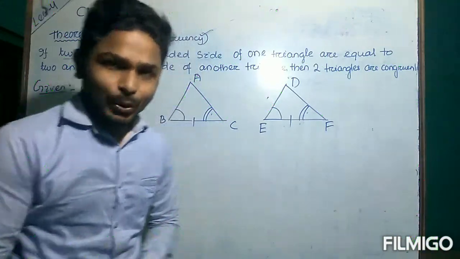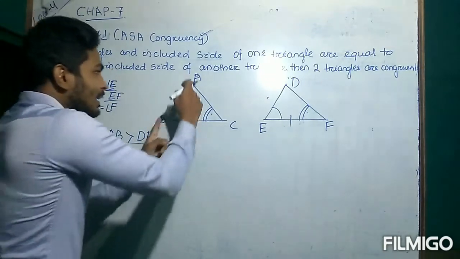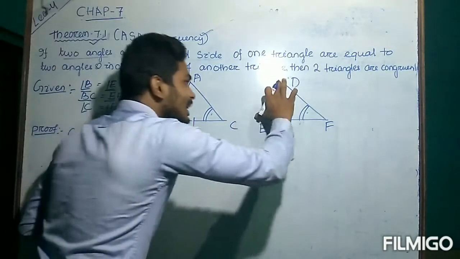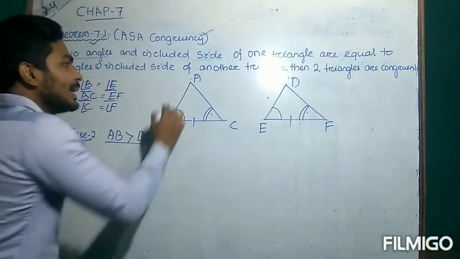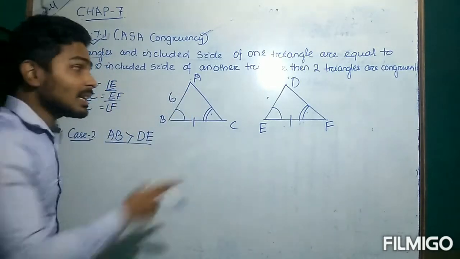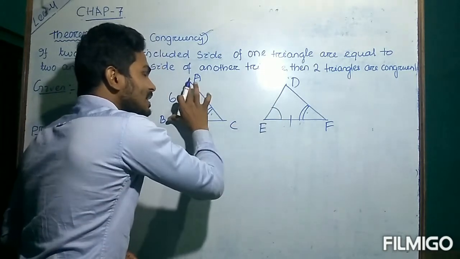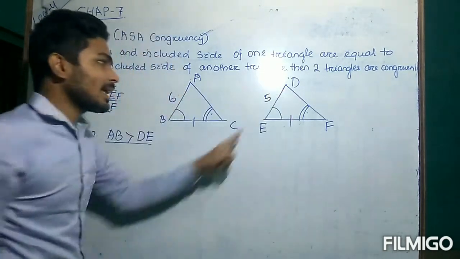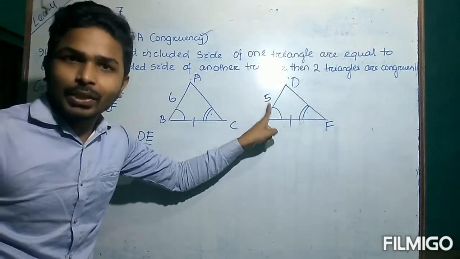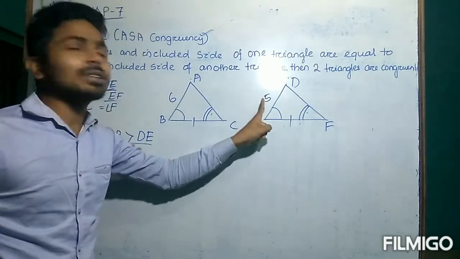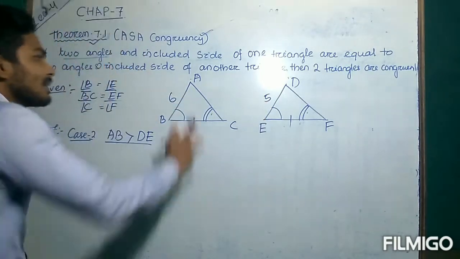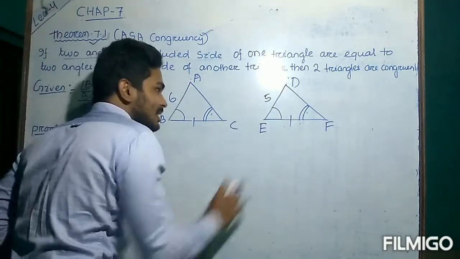So in the exam number 2, it is assumed that this side AB is greater than this side DE. For example, if it will be 6 cm, then you have to choose such a distance in which this side is greater than this side. That means you can take it as 5 or 4 or 3 or 2 or 1, but not more than 6.